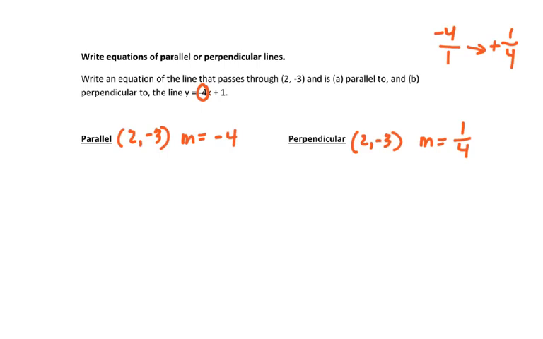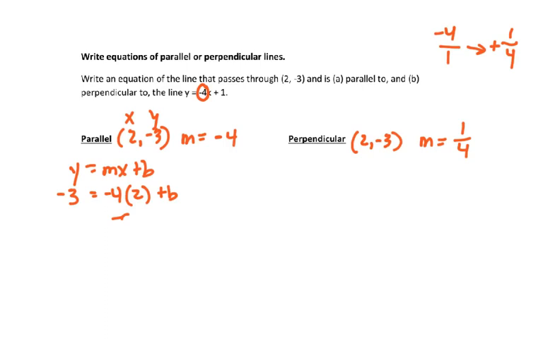So now that I have an x, a y, and an m for both of these, I'm going to do the same thing. I'm going to plug in, solve for b, and then plug in just m and b. So again, we've got x and y in the equation y equals mx plus b. y is -3, m is -4, x is 2, and then b is what we're solving for.